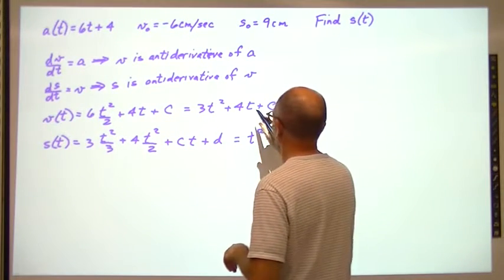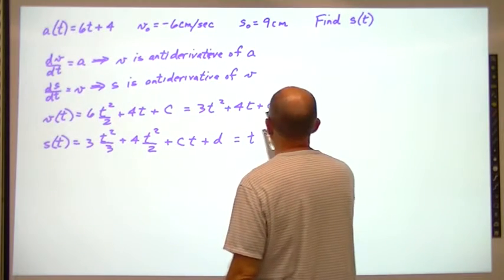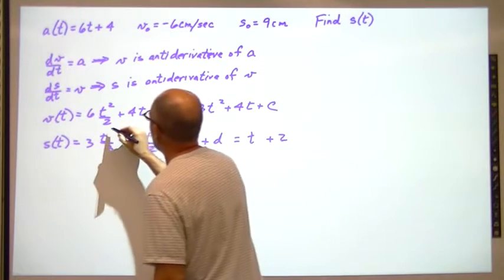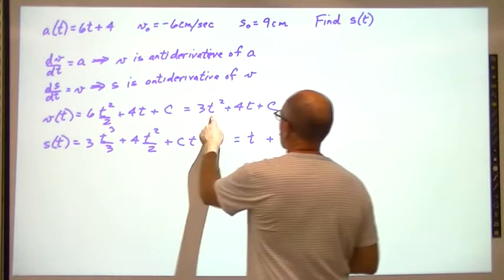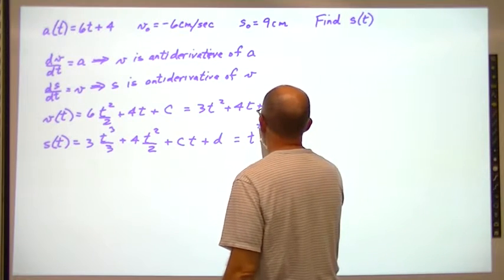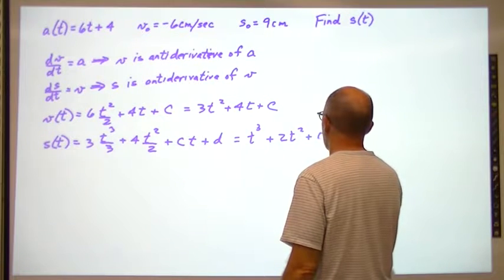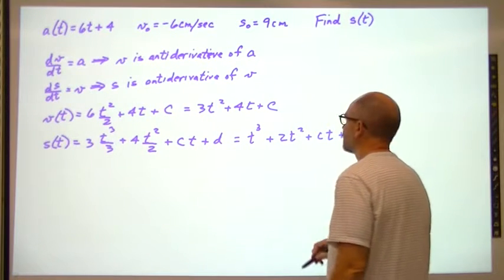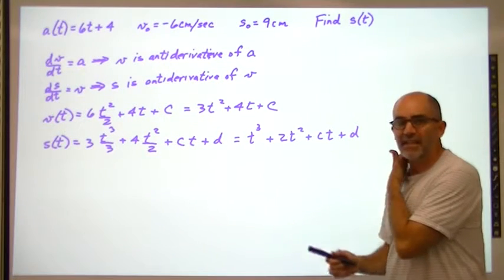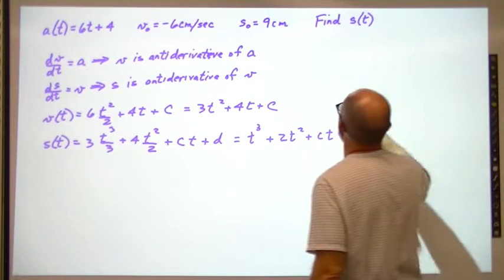Okay. Oh, t cubed, yeah. I forgot to put the exponent up one. So when I had 3t squared, it becomes 3t cubed over 3. So now I've got t cubed plus 2t squared plus ct plus d. Okay, and that's my displacement function. Notice it has c's and d's in it though.